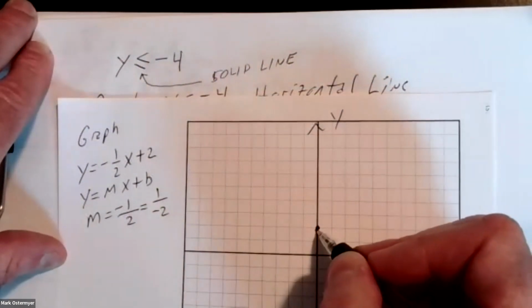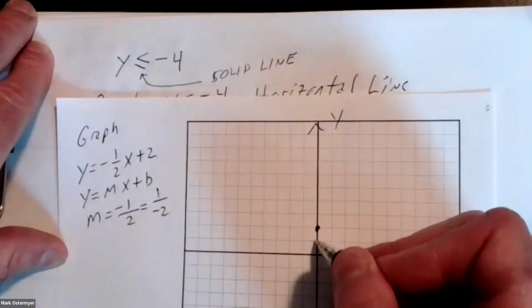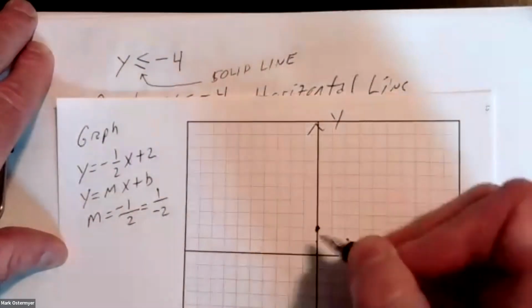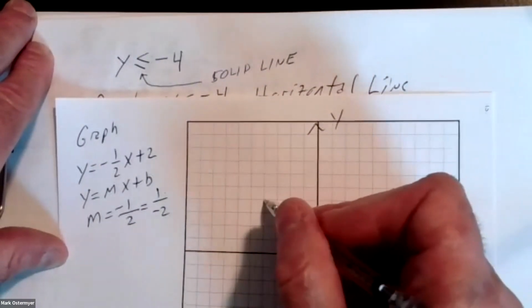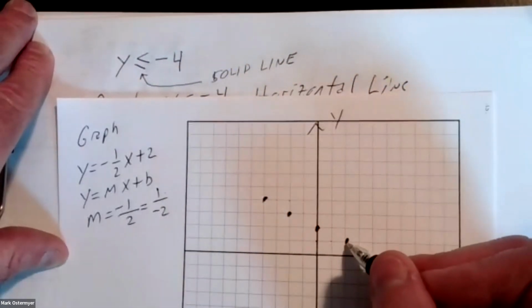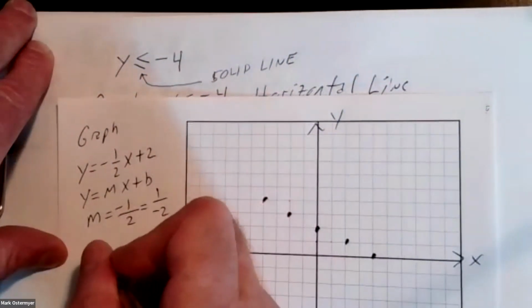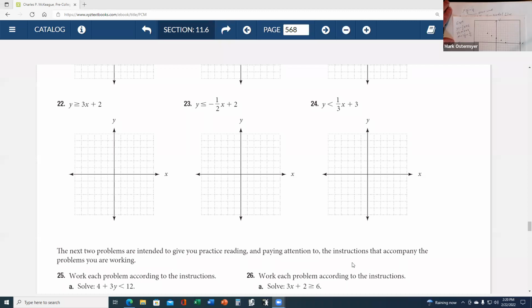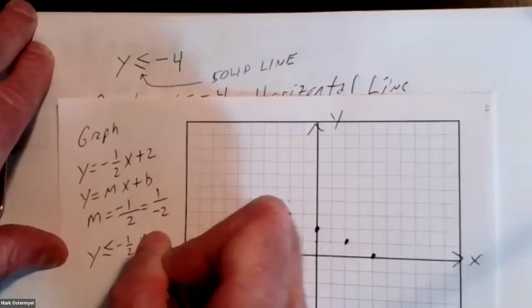To plot any other point on this line, I could go from my y-intercept of 2 down 1 to the right 2. Or I could go up 1 to the left 2. It's up to you. All right. At any rate, what was my inequality? y was less than or equal to, okay. So y is less than or equal to -1/2 x plus 2.